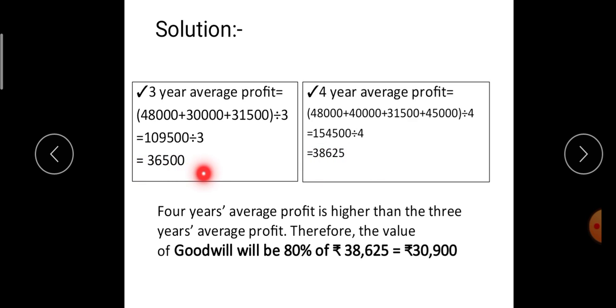38,625 and 36,500. When we compare these two average profits, 38,625 is higher. The 4 year average profit is higher than the 3 year average profit. And according to the question, we will consider this amount to calculate the goodwill. Goodwill is 80% of the 4 year average profit, which is equal to 30,900. 80% of 38,625 is 30,900 rupees.